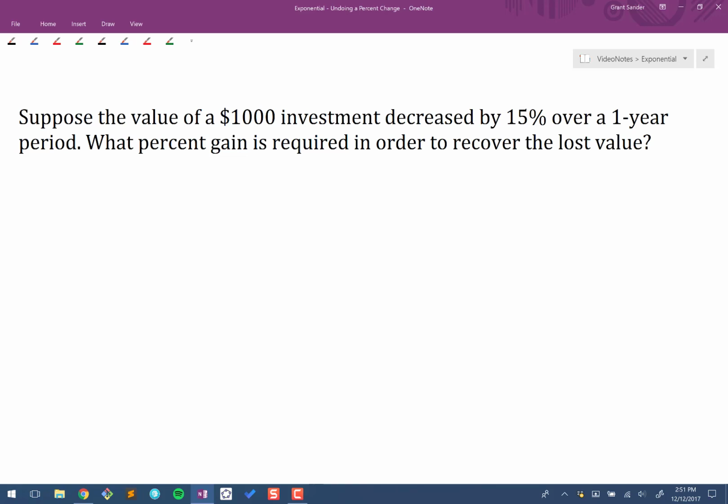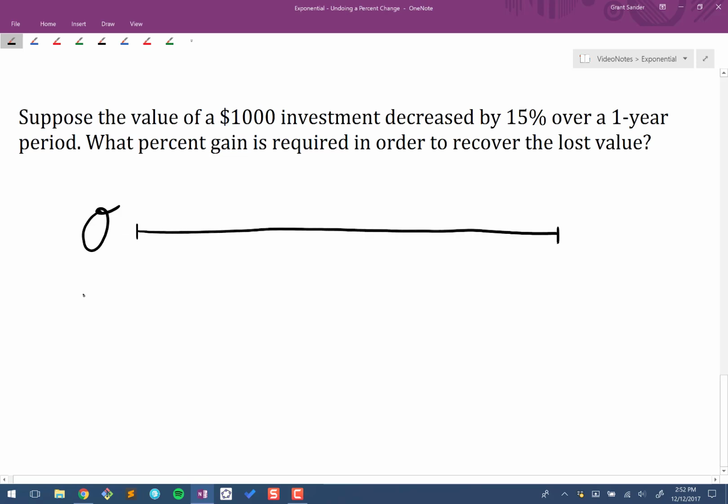This is a hard idea, so let's look at one more example with some numerical values. Suppose the value of a $1,000 investment decreased by 15% over a 1-year time period. What percent gain is required in order to recover the lost value? So again, let's let O represent the original investment value. We'll represent that with a line segment. And then the reduced value we'll represent with this segment.